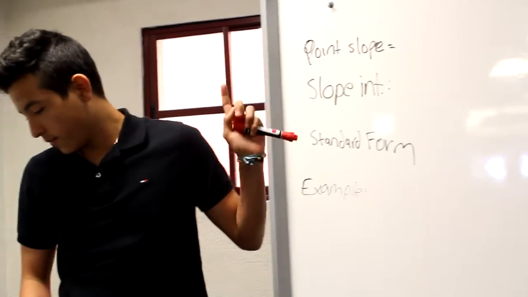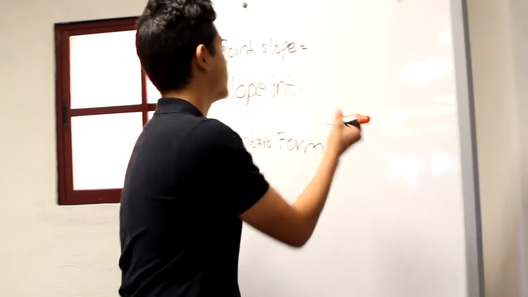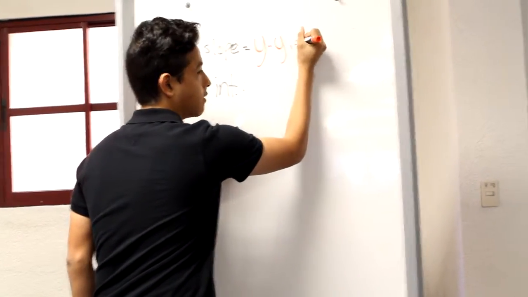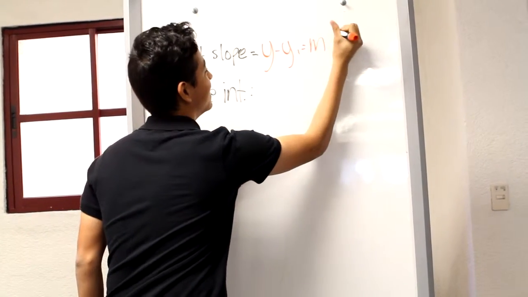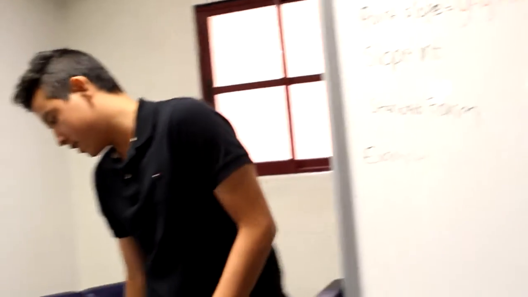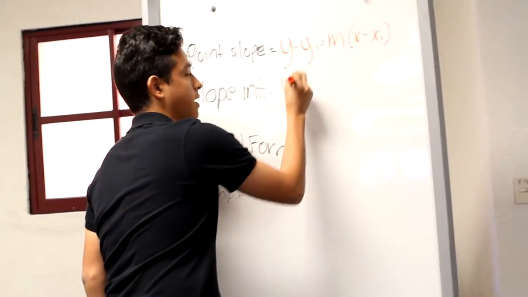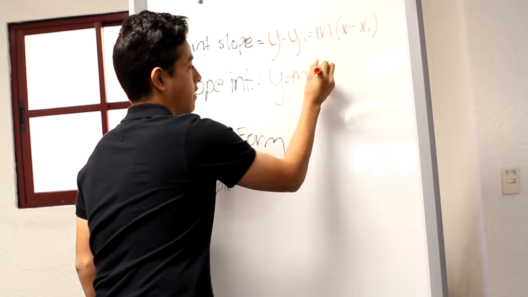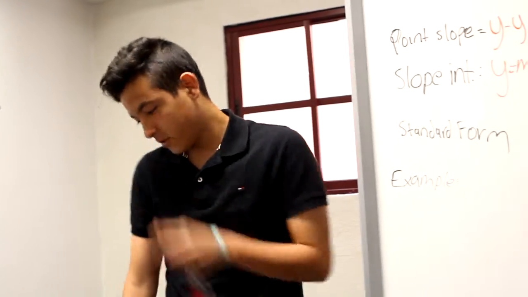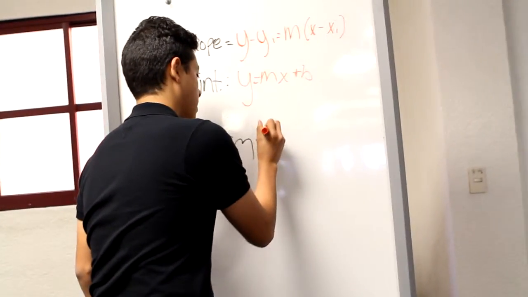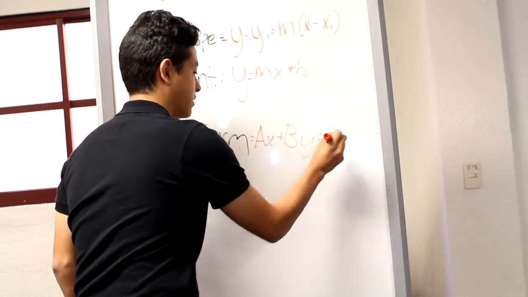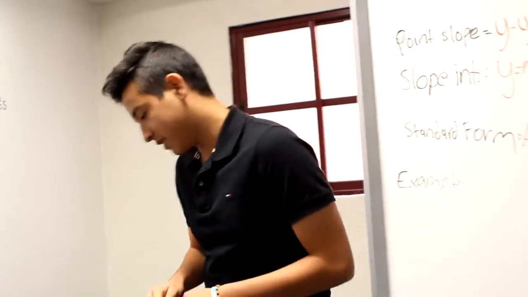The first is the point-slope form, which is expressed as y minus y1 equals m times x minus x1. Then the slope-intercept form, which is y equals mx plus b, and the standard form, which is ax plus by equals c. And now an example.